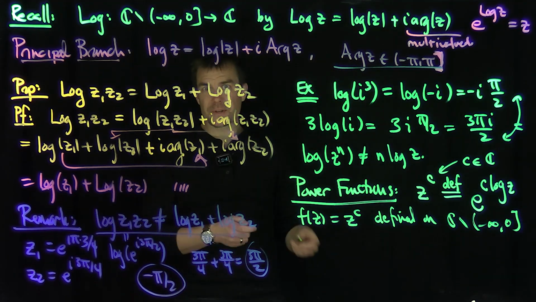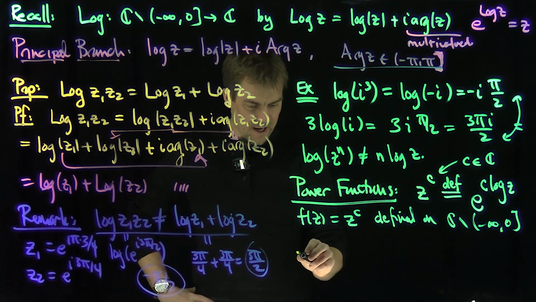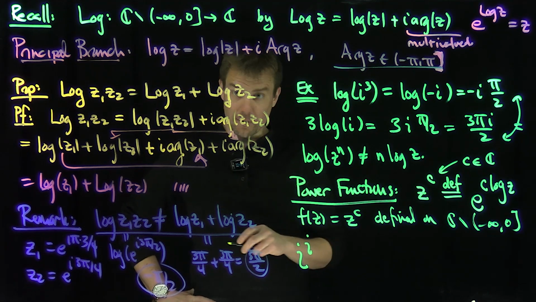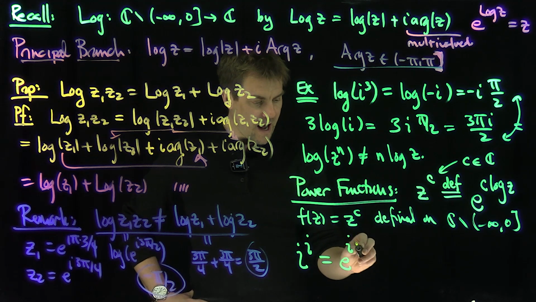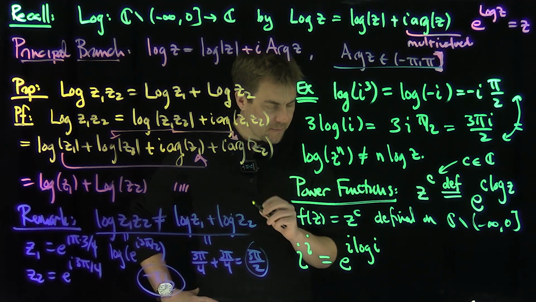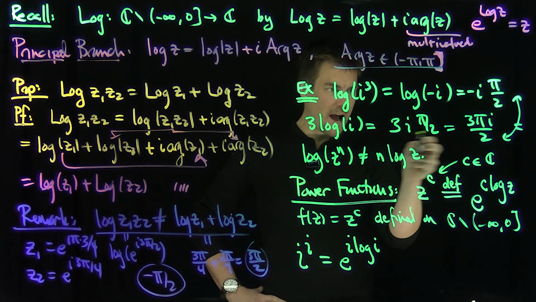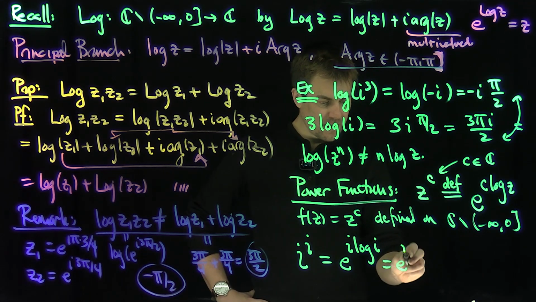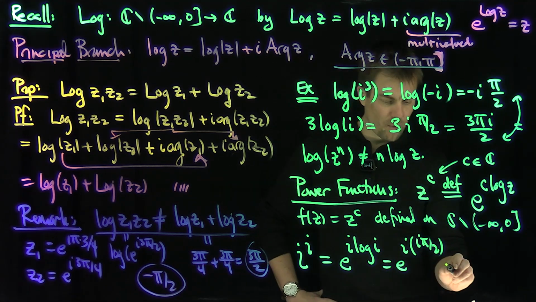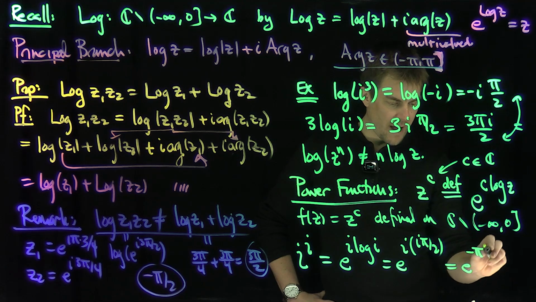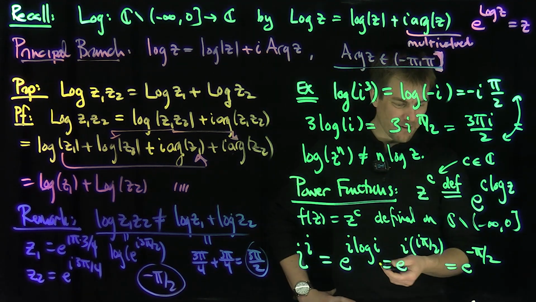Now that's a cool definition because we get some sort of nice math parlor tricks, right? Where, for example, you could say, well, what would i to the i be? Well, i to the i would be e to the i log i. But of course, the log of i we know is i pi over 2. So this is e to the i times i pi over 2. But i times i is negative 1. So this is e to the negative pi over 2. We get this fun fact that i to the i is e to the negative pi over 2.